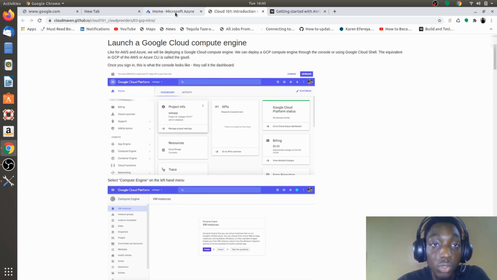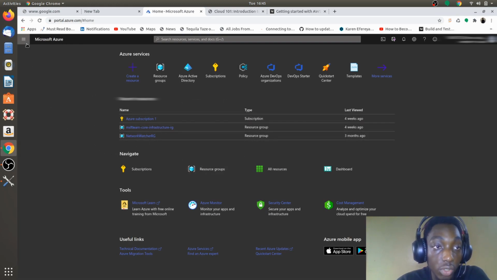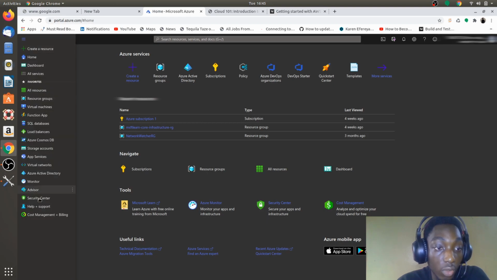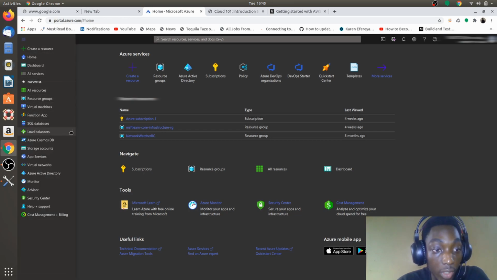Then to Azure. This is currently my account. I have an account with Microsoft Azure, and it's been quite okay. It's minimal. The user interface is cool. It is less overwhelming compared to AWS. It is almost the same thing as GCP, I would say, just a bit more concise.